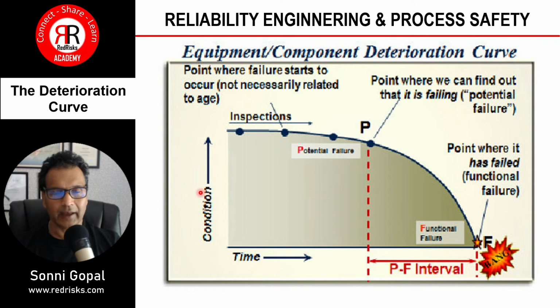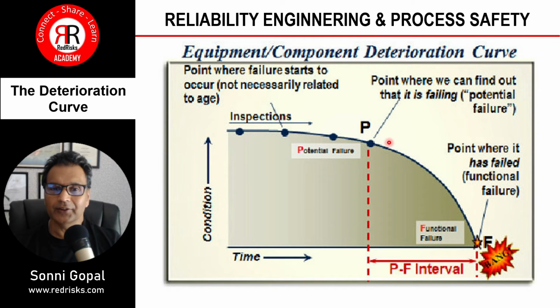We have 2 axes, the condition here and the time. When you buy something brand spanking new, of course, you start to do your inspections. But like everything has a sort of planned obsolescence or a failure point. And as you do more and more observations, it will come to a point known as P. This is the point where we can find out it is failing, the potential failure point.